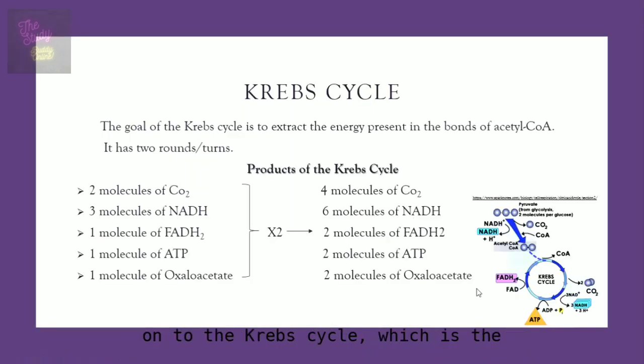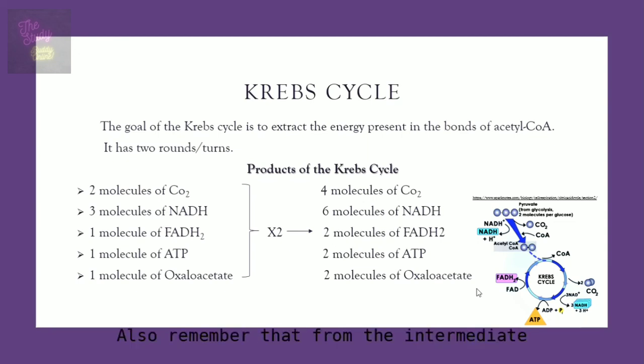Moving on to the Krebs cycle, which is the second stage of cellular respiration. The goal of this stage is to extract the energy present in the bonds of acetyl-CoA. This energy is termed as future energy, as it will be used later on in the electron transport chain. And the energy extracted is in the form of the electron carriers, NADH and FADH2. That said, immediate energy in the form of ATP is also produced, but it is very small.